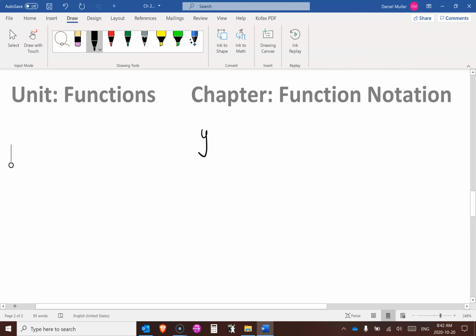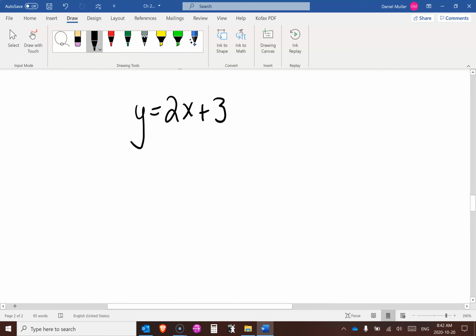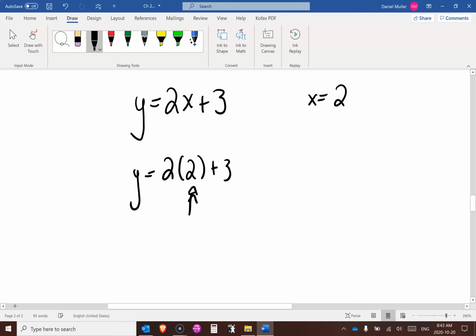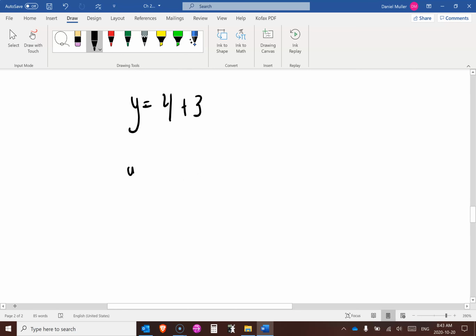Functions will typically look something like this, some sort of equation. And we've graphed this before. This is actually a line. Sometimes we can put things in. So let's say x is 2. I can put in here y equals 2 times 2 plus 3, because we put in x is 2 here. And then 2 times 2 is 4 plus 3, and then y is equal to 7.